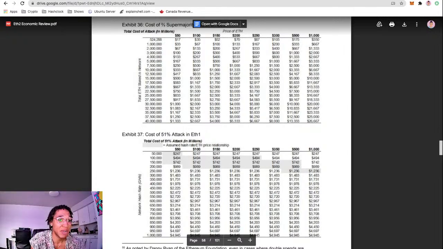So this is the cost of attack in millions. And what it's saying is that at the ETH price of 500, the cost of attack, it's actually kind of funny.